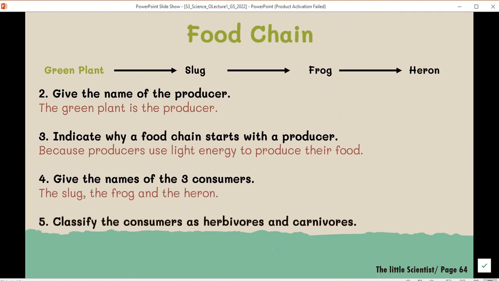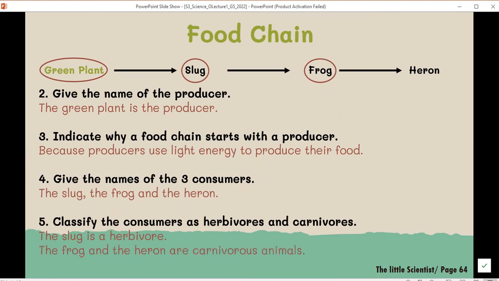Are these consumers herbivorous animals or carnivorous animals? Let's see. The slug eats the green plant, so it is a herbivorous animal. The frog eats the slug, and the heron eats the frog, so both are carnivorous animals. The frog eats the slug, which is an animal, so it is carnivore. The heron eats the frog, which is an animal, so it is a carnivorous animal.